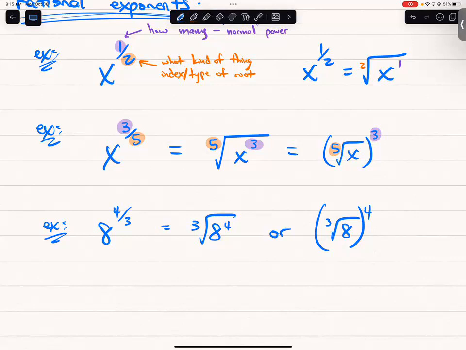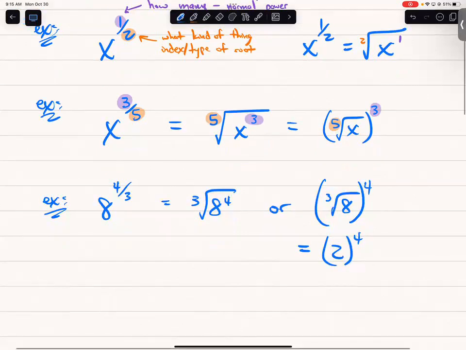What's the cube root of 8 though? 2. And what's 2 to the 4th? 2, 4, 8, 16. That I can do by hand. This one just makes me sad, right?